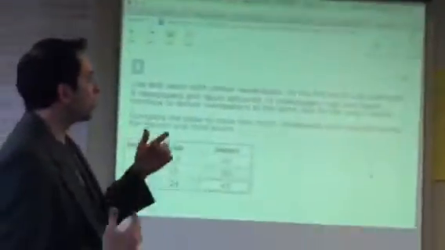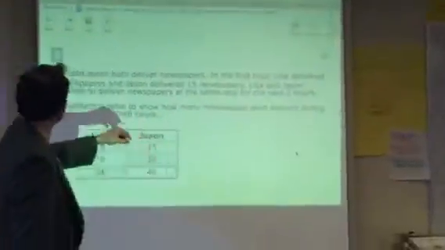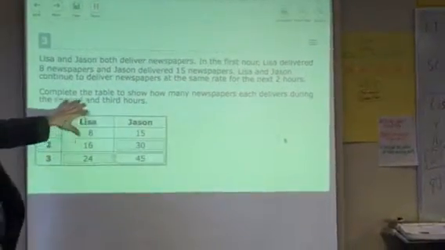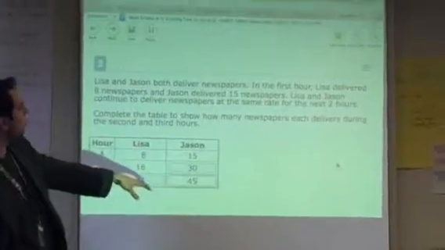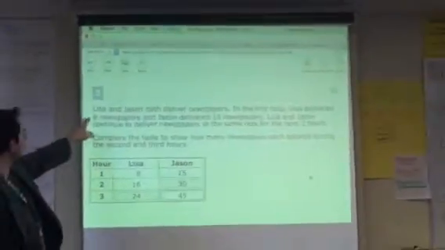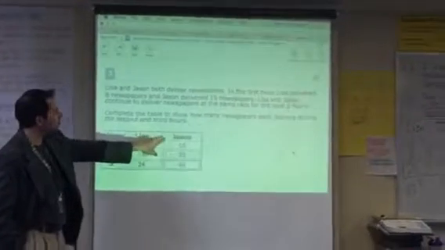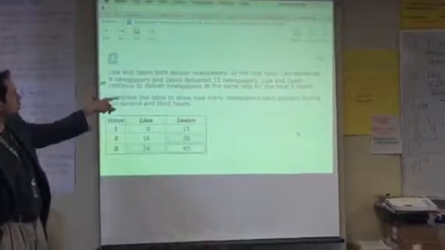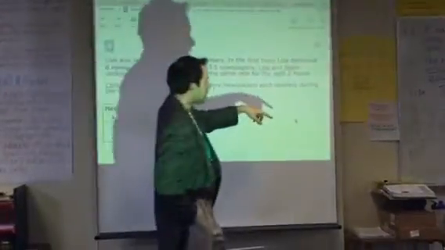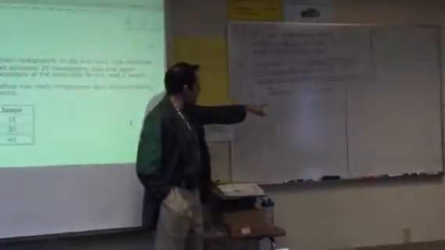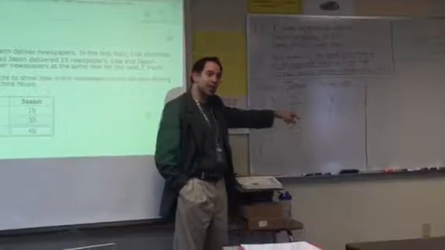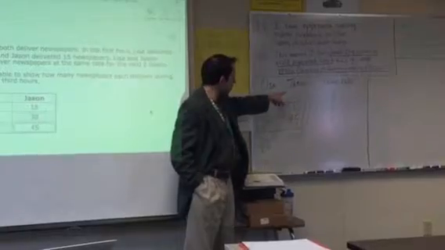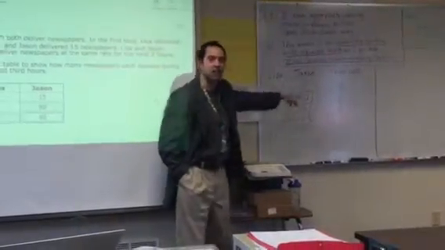Let's go back. We're going to reread the whole problem, checking the parts. Lisa and Jason both deliver newspapers. So I have a column for Lisa, a column for Jason. In the first hour, Lisa delivered 8 newspapers, and Jason delivered 15 newspapers. Lisa and Jason continue to deliver newspapers at the same rate for the next 2 hours. So I was thinking that would be 8, 8, and 8, but it sounds like the authors want the totals. So 8, 16, 24. 15 plus 15 is 30, 30 plus 15 is 45.